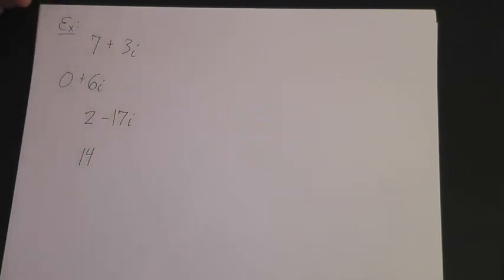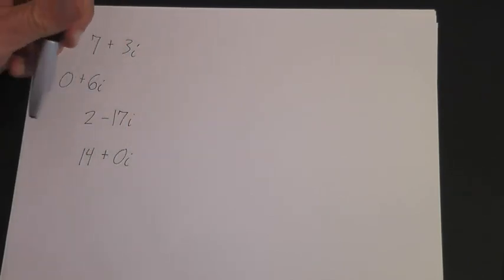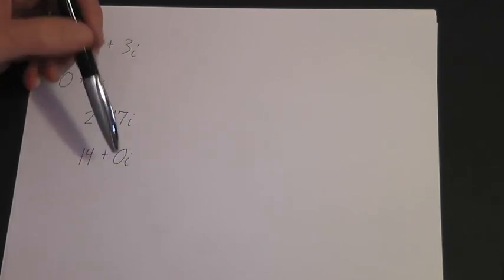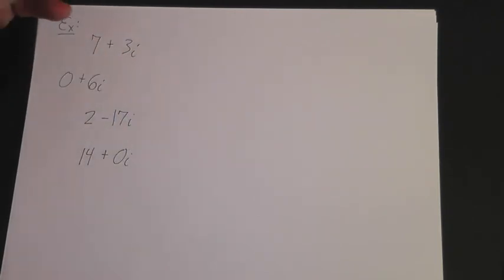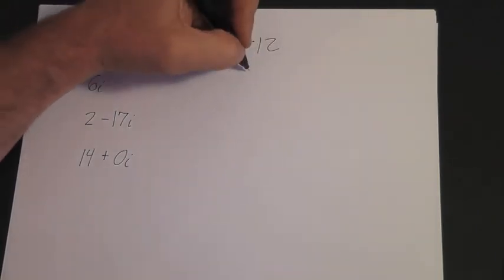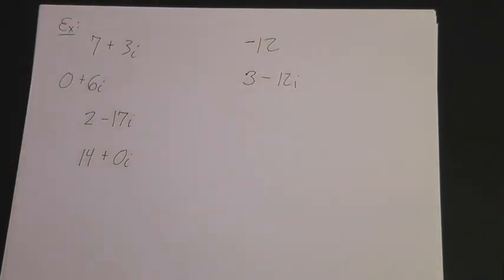So is 14. Why is 14 a complex number? Because 14 is simply 14 plus 0i, which in other words means that 14 is the real part, and the imaginary part is 0i, which means there is no imaginary part. Minus 12 is a complex number. So is 3 minus 12i. These are all complex numbers.